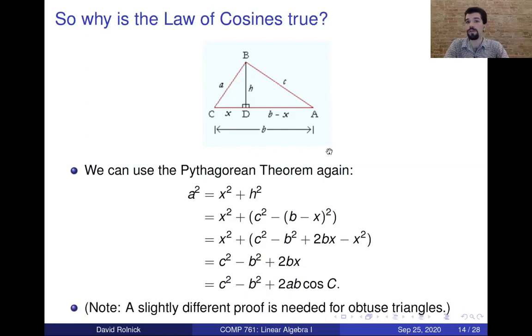This proof doesn't work for obtuse triangles. If the angle C is greater than 90 degrees, you'll have to break it up slightly differently, but it will be just the same kind of proof.